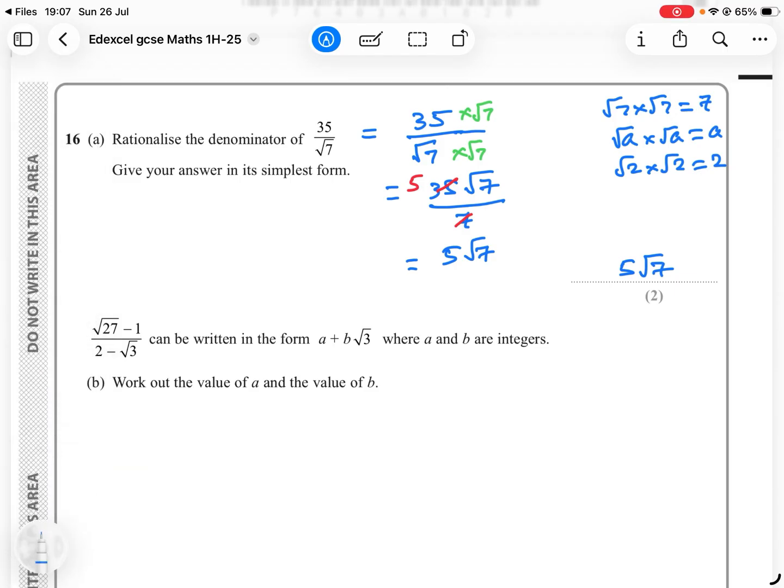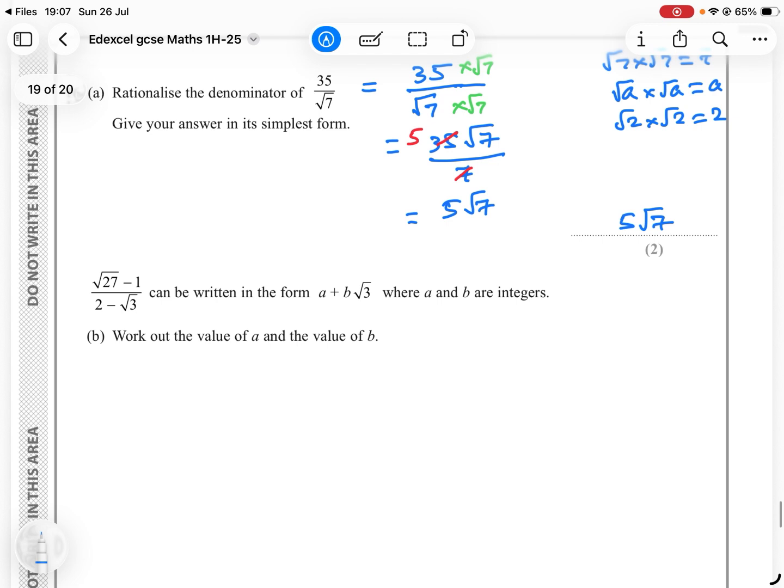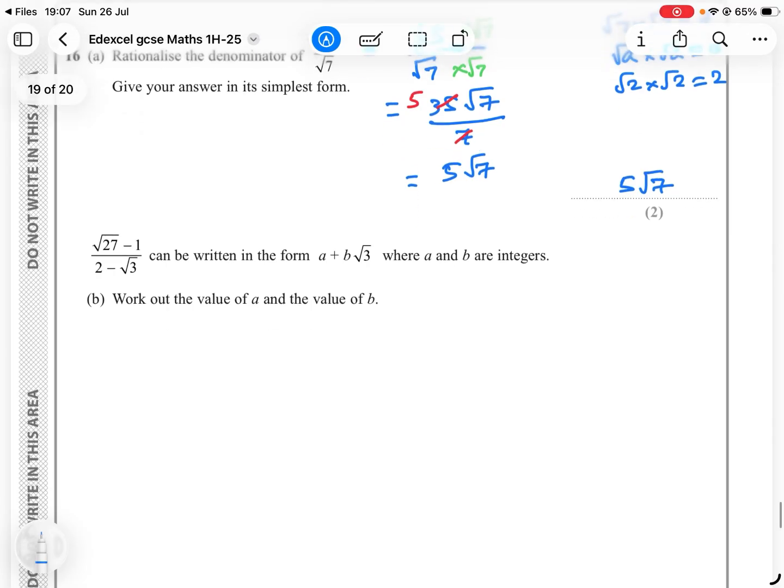Okay, next question, part B. Root 27 take away 1 over 2 minus root 3 can be written in the form a plus b root 3, where a and b are integers. Work out the value of a and the value of b. Okay, first of all, root 27 take away 1. I'm always going to put brackets, divided by 2 minus root 3. So the denominator is 2 minus root 3.